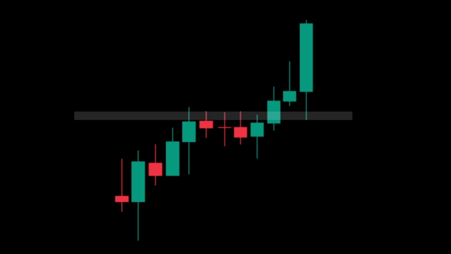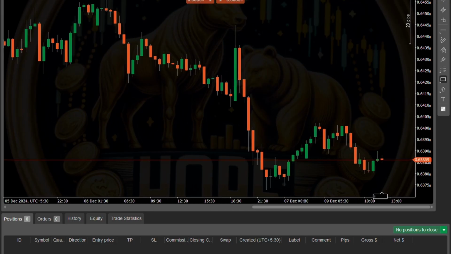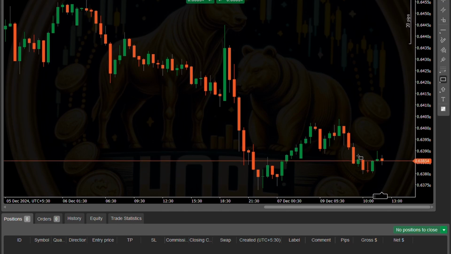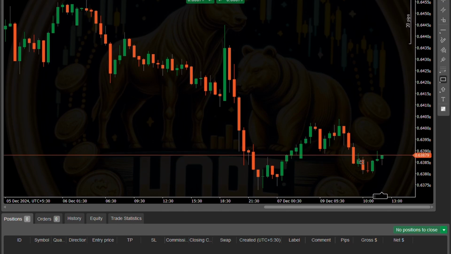Let's see what will happen next in this chart. See, as we predicted, price moved upward. That's why I'm telling you all the time, please focus on the price action. Don't depend on the lagging indicators. Okay, let's go to the last chapter. Fundamental analysis.